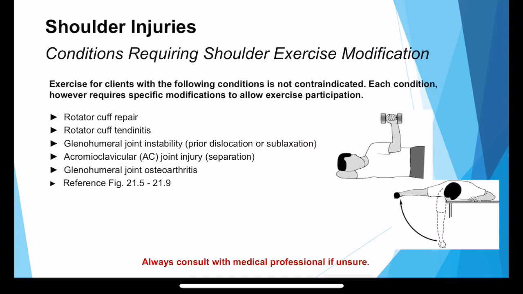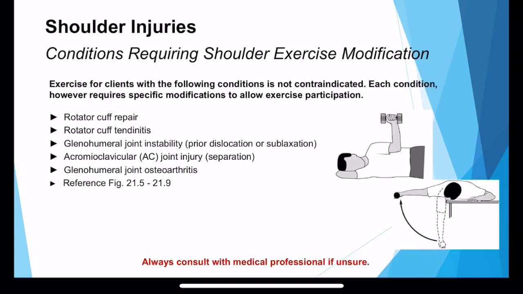Let's talk about this first. So shoulder injuries, these are conditions requiring shoulder exercise modifications, and all these conditions are listed below. Let's start with the first one, which is rotator cuff repair, rotator cuff tendinitis, glenohumeral joint instability, so someone dislocated their shoulder or had a subluxation, an AC injury or separation, glenohumeral joint osteoarthritis. And in your book, if you look at chapter 1, figures 21.5 to 21.9, there's some exercises that are depicted really well for these shoulder injuries.